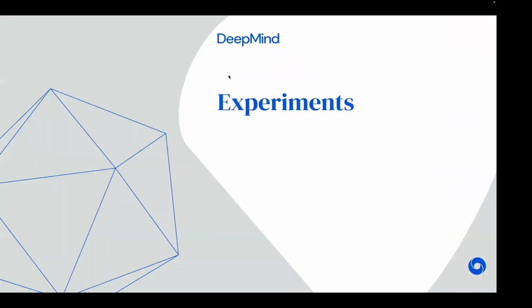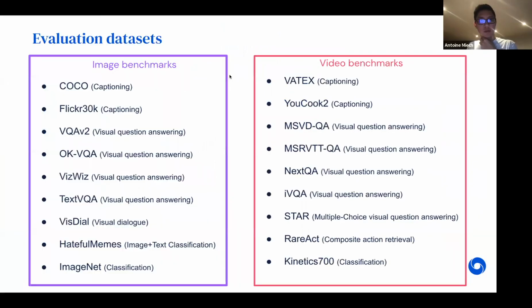Okay, thank you. So going to the experiments. In terms of evaluation datasets, we have two kinds of benchmarks: the image and the video benchmarks, equally spread across the board. We also have many tasks. Some of them are captioning, as you can see on the top. We also have many visual question answering datasets: VQA-V2, MSVDQA, XQA. We have some multi-choice visual question answering datasets. We have some classification tasks, even visual dialogue and action retrieval tasks.